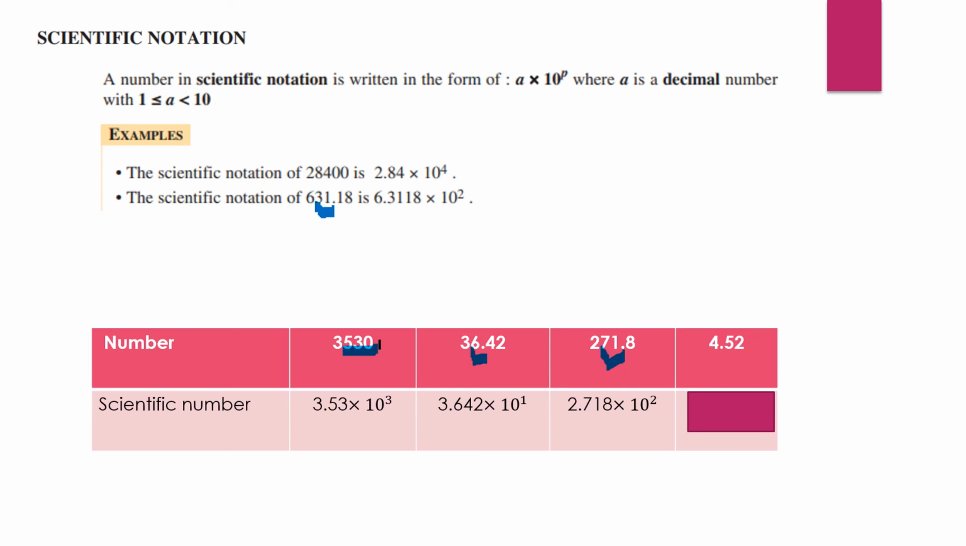In the last example, 4.52. If we look carefully, we notice that 4.52 is a number between 1 and 10. So it is a scientific number, no need to do anything.